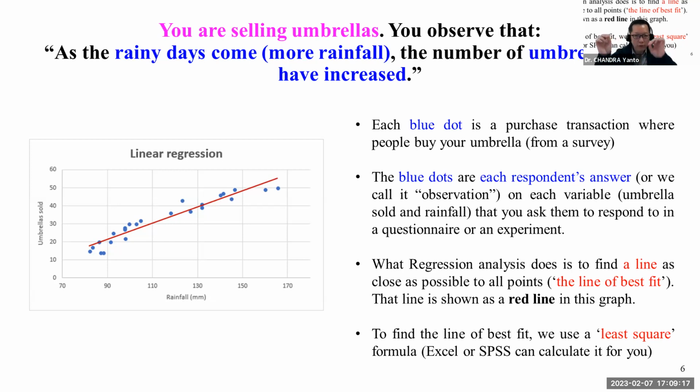So every blue dot represents the sales that you have, or if you want to survey a lot of umbrella sellers, each dot is every respondent that you have. So in regression, what you're interested in is that red line that I've drawn, and this is actually called the line of best fit, or what you call the least squares line. And there's a formula behind this to calculate it. So in regression, you are interested in finding one line that best represents all the dots of observations or cases that you have in your data.